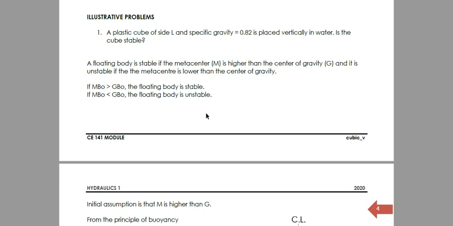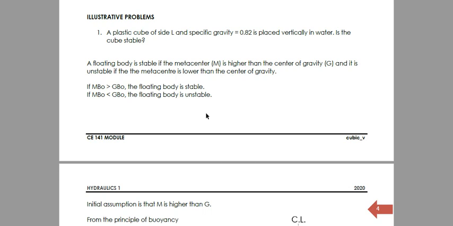So, yung plastic cube, try mong ilagay sa tubig, would it float in a stable or unstable manner? So pag unstable siya, it would roll siya dun sa tubig. So again, review lang natin, a floating body is stable if the metacenter is higher than the center of gravity, and it is unstable if the metacenter is lower than the center of gravity, or as I've said sa previous video, compare lang natin yung MBO and GBO.